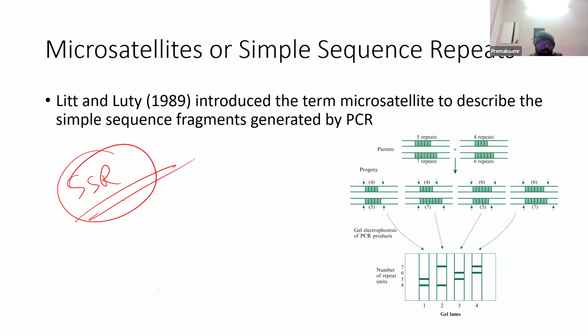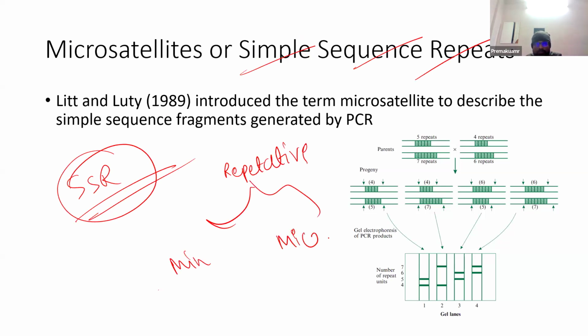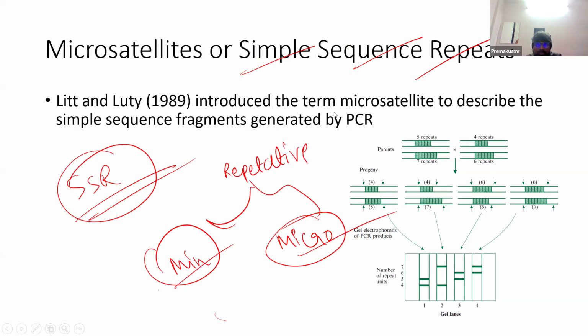Very, very important: simple sequence repeats. From the name, I think many of you know what repetitive DNA is. I already discussed what is repetitive. We have two types, minisatellite and microsatellite. Can anyone tell what is minisatellite and what is microsatellite? If you know this, you can understand what SSR is. So what is the difference?